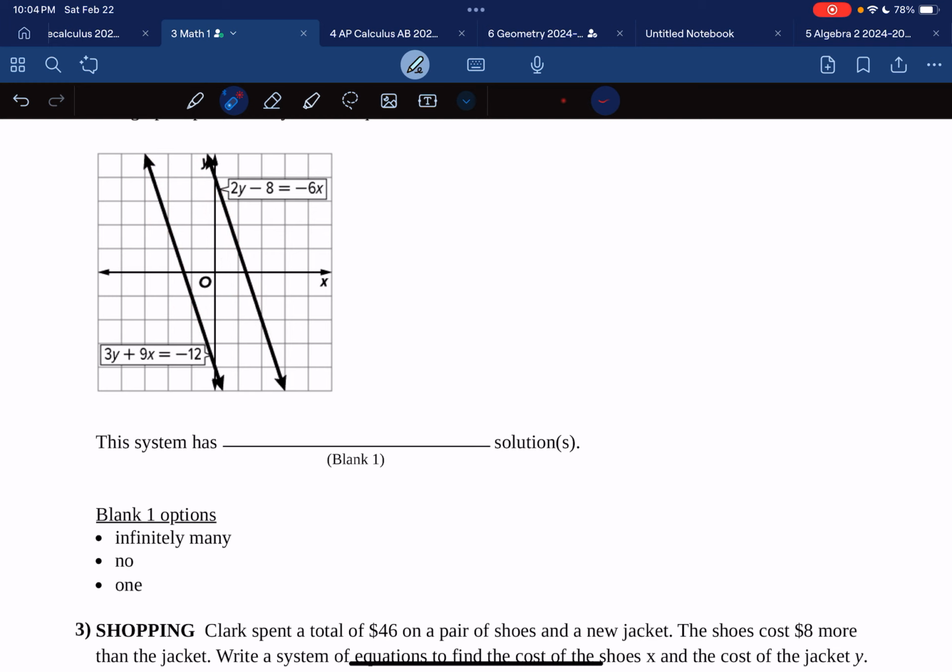If it's parallel, then there are going to be no intersections with the lines, therefore no answers. So the correct answer here is no solutions. You can circle that too if you want to do it.